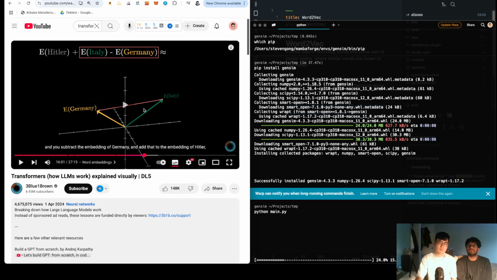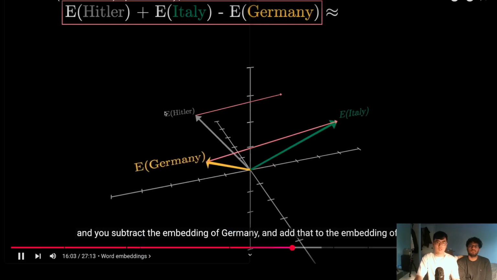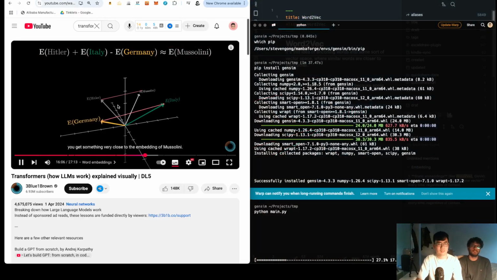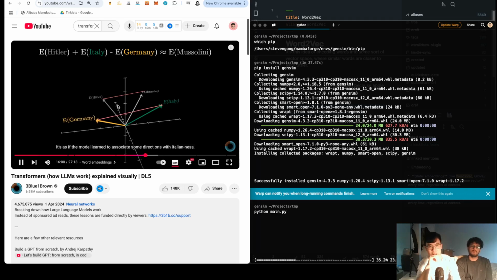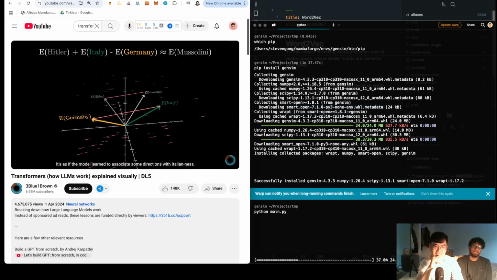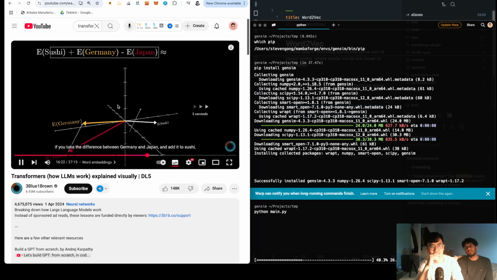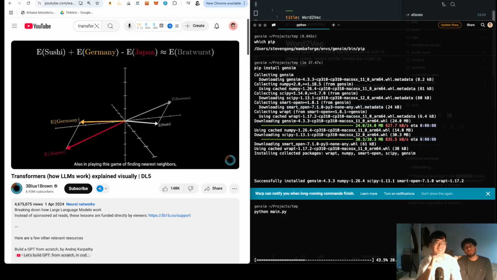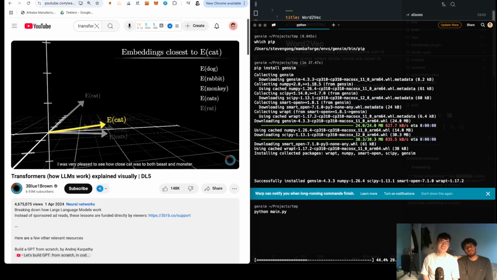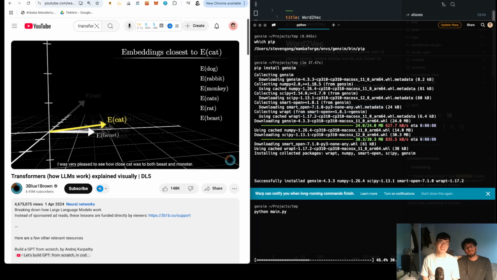But if you take Germany, subtract the embedding of Germany, and then add the embedding of Italy, I guess you come very close to the embedding of Mussolini. It's as if the model learned to associate some directions with Italianness and others with World War II Axis leaders, and you add it to sushi, you end up very close to bratwurst. Also, in playing this game of finding nearest neighbors, I was very pleased to see how close cat was to both beast and monster.